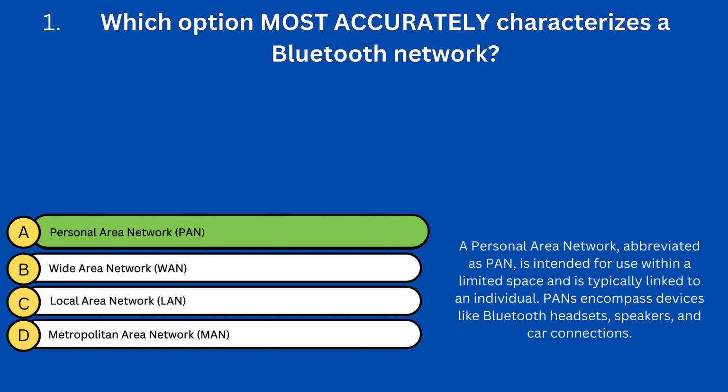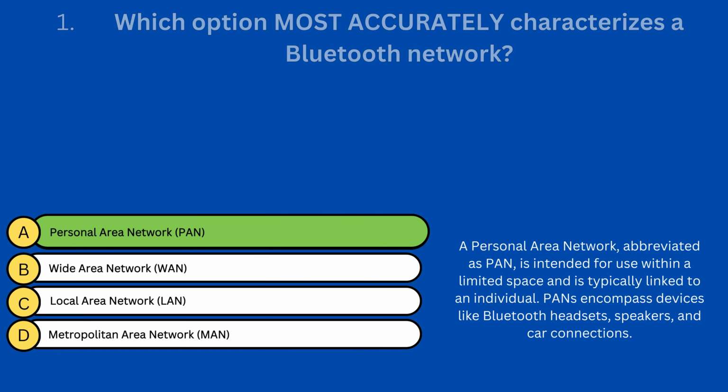A personal area network, abbreviated as PAN, is intended for use within a limited space and is typically linked to an individual. PANs encompass devices like Bluetooth headsets, speakers, and car connections.